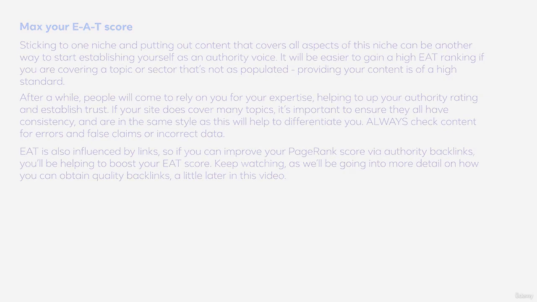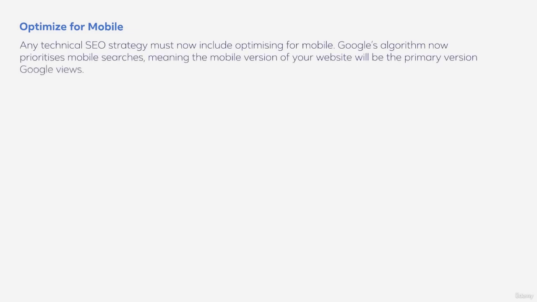Optimize for mobile. Any technical SEO strategy must now include optimizing for mobile. Google's algorithm now prioritizes mobile searches, meaning the mobile version of your website will be the primary version Google views.